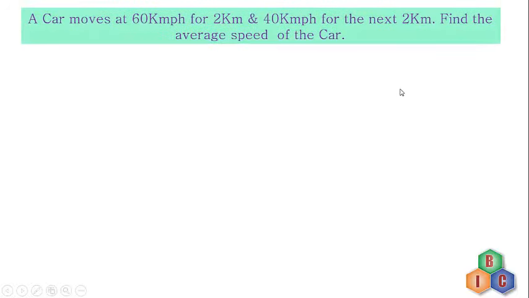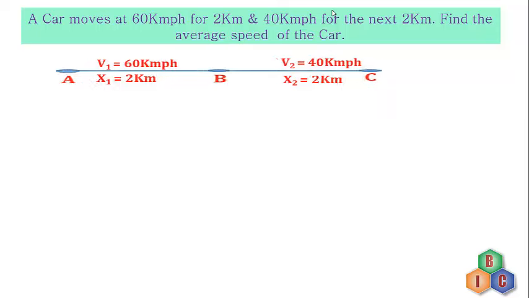A car moves at 60 km per hour for 2 kilometers and 40 km per hour for the next 2 kilometers. Find the average speed of the car. There are two different speeds in the given problem. From A to B, which is 2 km, which we represent as x1, the car travels at a speed of 60 km per hour.